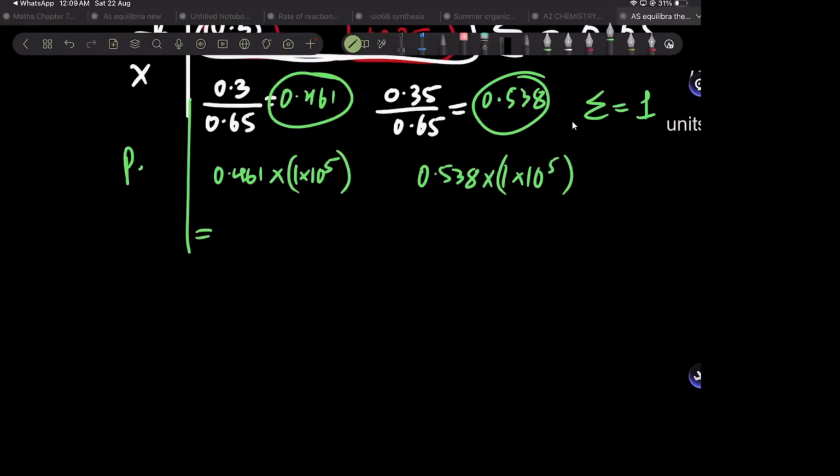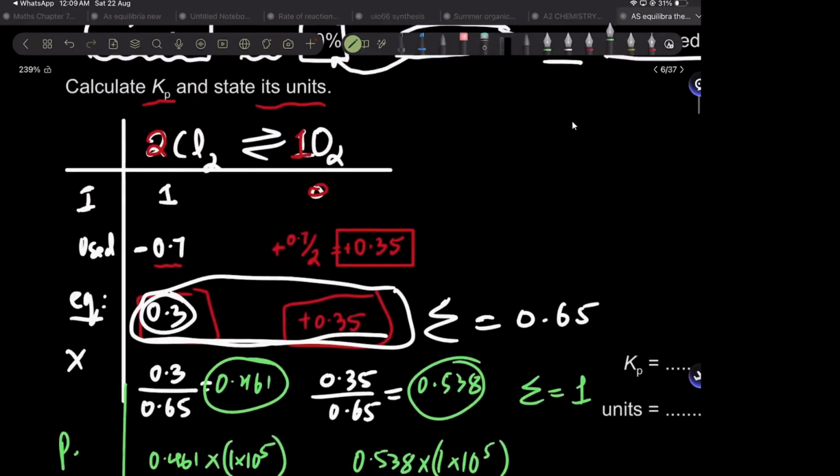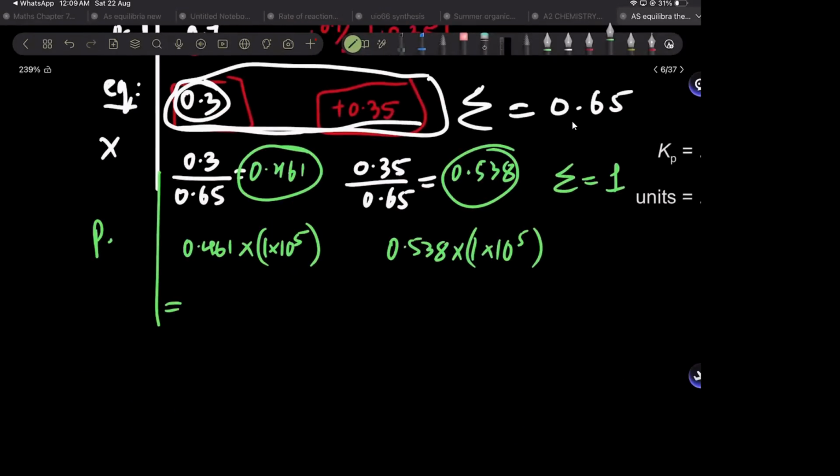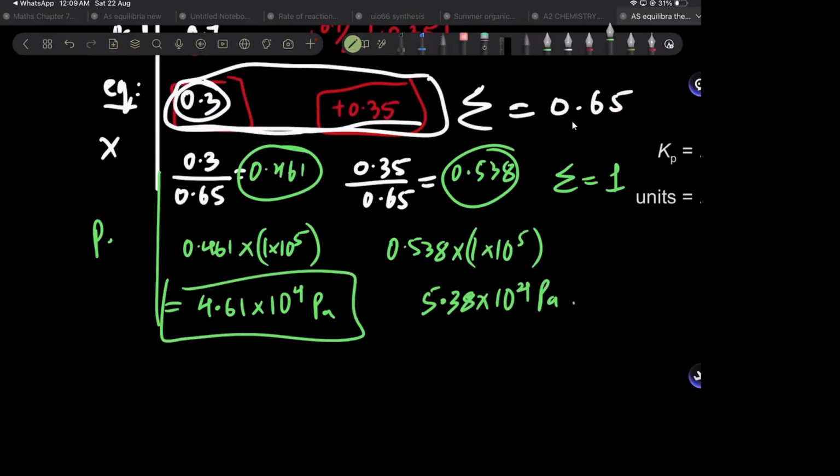So what is the partial pressure of the first one, Cl2? 4.61 times 10 to the power of 4, and the unit would be pascals. And the other one would be 5.38 times 10 to the power of 4 pascals. Right? Now I have the partial pressures of both.